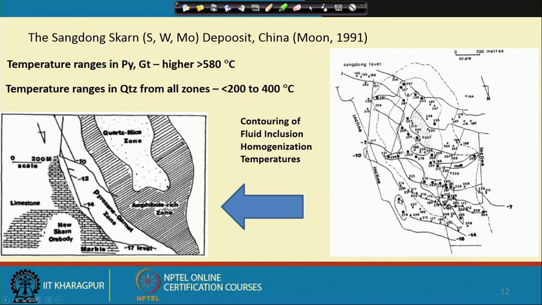So, it is certainly very empirical, but on further exploration and drilling, it gave rise to a new skarn ore body, very near to the known one, which was earlier unknown to exist, and which could only be brought out by systematically looking at the fluid inclusion microthermometric data and their presentation in the form of contours. This is another interesting example of how it was done.